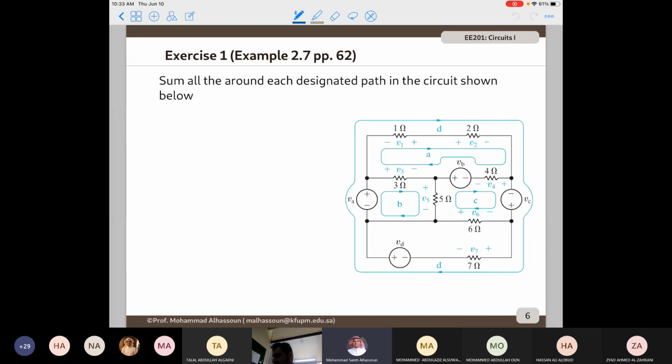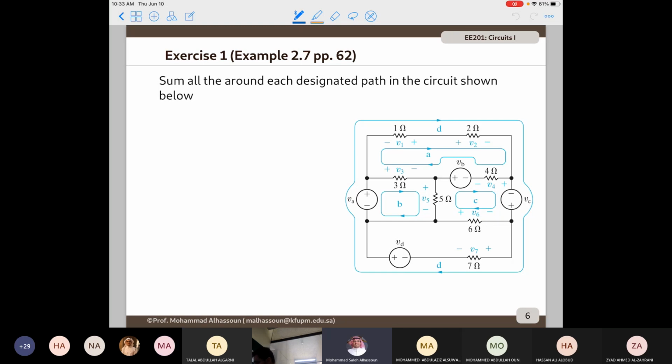So let's take an exercise here and see what we have. We have a lot of loops, not a single one, and we're interested in applying KVL in four of those. So I need to look for someone to participate. Someone relatively new, and let me double check the names. They are all the same suspects. Okay, Muhammad.